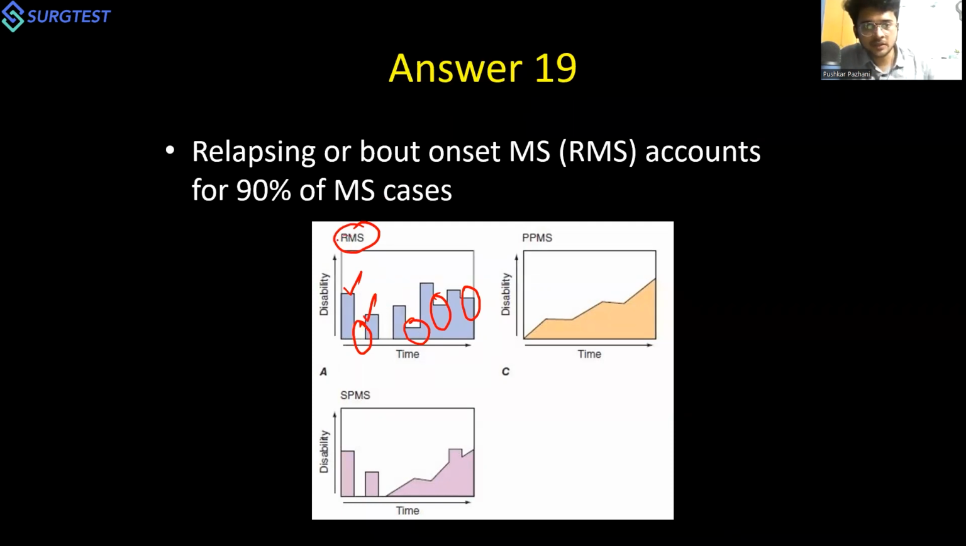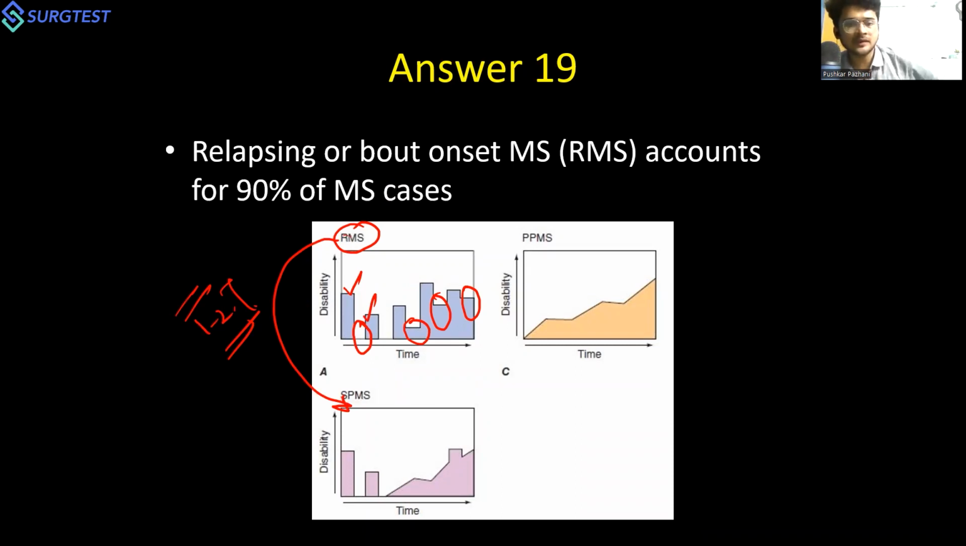And very important, remember that 1 to 2%. It's a little controversial percentage. I think earlier it was 3%, but now it's around 1 to 2%. So 1 to 2% of RRMS patients will convert into SPMS, that is secondary progressive MS.